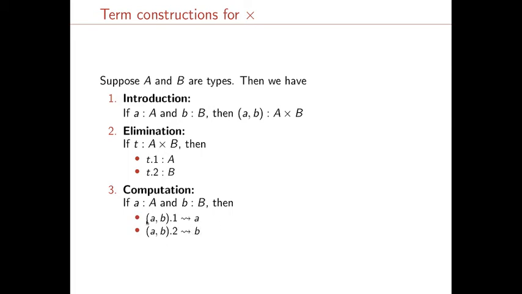So we can think of a and b as proofs of A and proofs of B, and then we form the pair. We take the first component, the first projection out of this pair, or the second one, and we get the original proofs back.